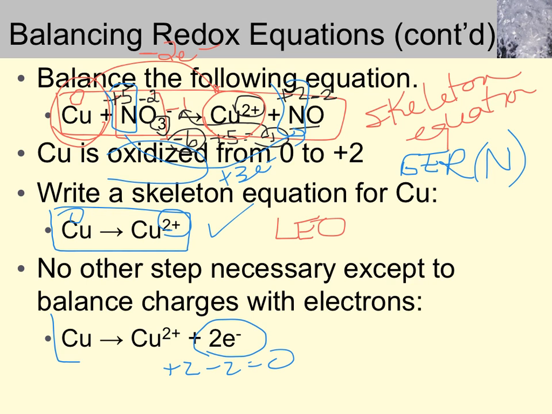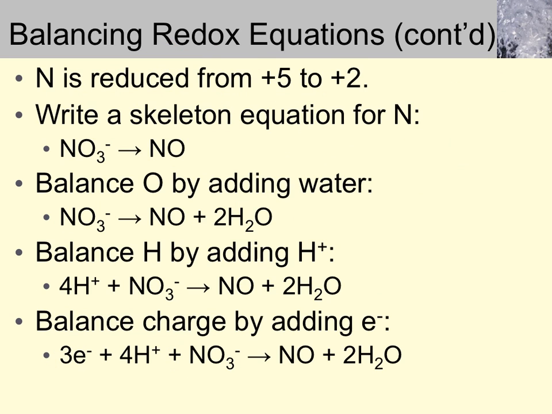Okay, so this is easy. We're going to start with the easy ones. This is a completely balanced oxidation half reaction. Now we have to go through and balance the reduction reaction, which involves the nitrate ion going to nitrogen monoxide. All right, so here we go. Here's the skeleton half reaction for the reduction.